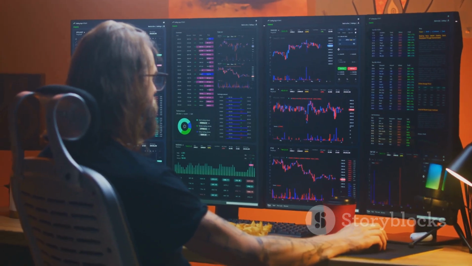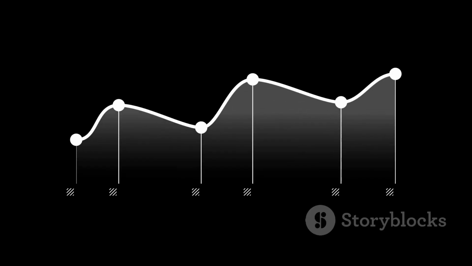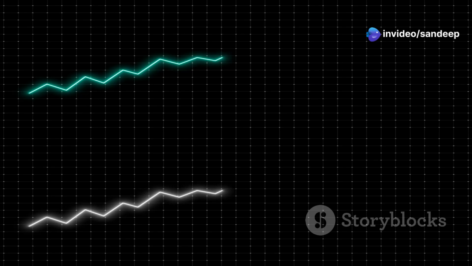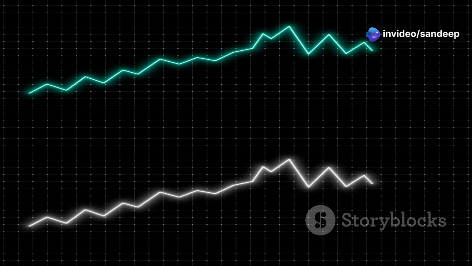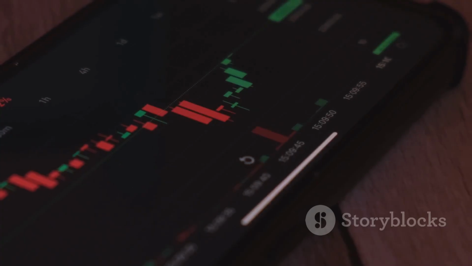So, how do you find these levels on a chart? You just look for them. Look for previous peaks and valleys. A price level where the stock has peaked multiple times in the past is a potential resistance level. A price level where the stock has bottomed out several times is a potential support level.